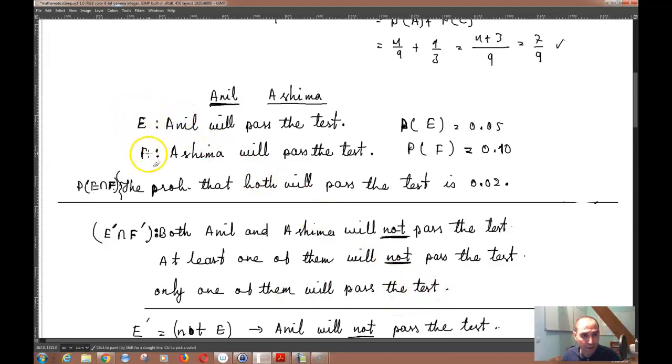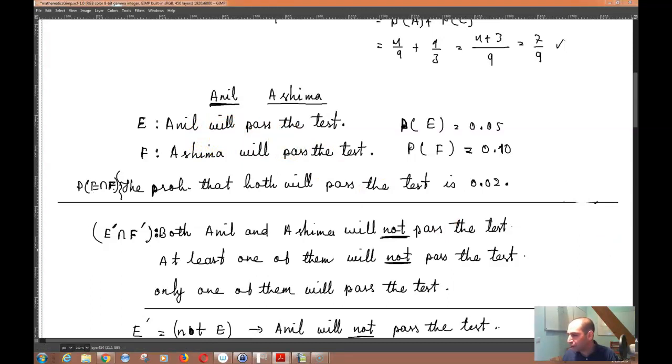Now when we say that only one of them will pass the test, that means that either E occurs and in conjunction with that F prime occurs, or F occurs and in conjunction with that E prime occurs, meaning that either Anil will pass the test and Ashima will not pass, or Ashima will pass the test and then Anil will not pass the test.